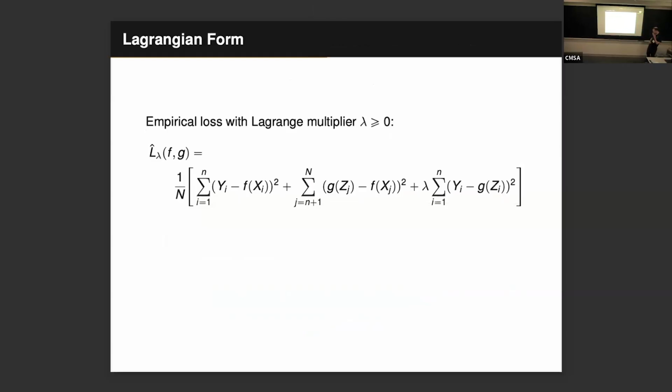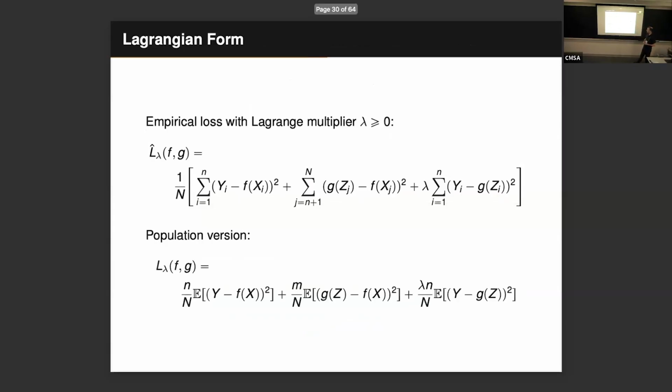Okay, so what I want to do then is, it's a little bit awkward to work with the constrained form of the optimization problem, or that joint optimization problem where I'm optimizing over F and G simultaneously. So let me consider the Lagrangian form. So here what I'm doing is I'm just adding lambda times the penalty that I have, that calibration constraint here. So this is now the thing that I'm trying to minimize over F and G. And then let's also look at the population version of this. This is just taking expectations, and so this is the quantity that I would be minimizing in the population.